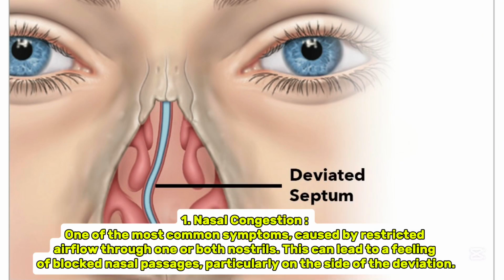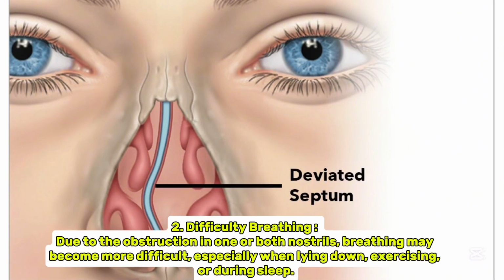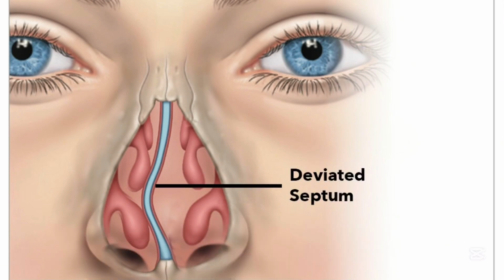1. Nasal congestion, one of the most common symptoms, caused by restricted airflow through one or both nostrils. This can lead to a feeling of blocked nasal passages, particularly on the side of the deviation. 2. Difficulty breathing. Due to the obstruction in one or both nostrils, breathing may become more difficult, especially when lying down, exercising, or during sleep.